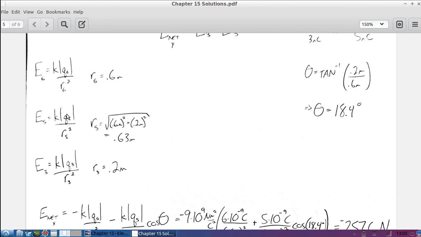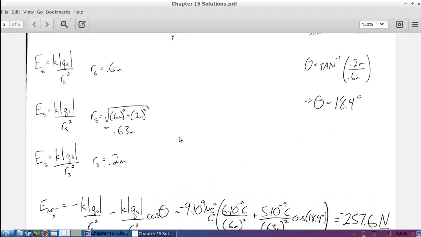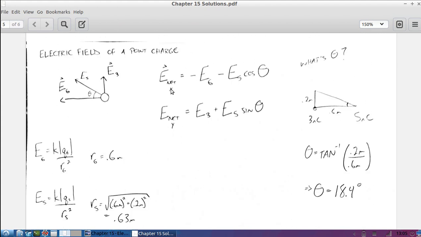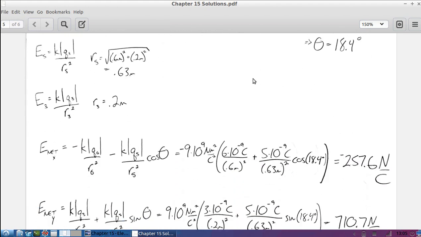So I've got my distances, I've got my charges, so I can calculate the magnitudes of these three fields. But before I do any calculations, I'm just going to substitute the expressions in and wait till the last step to plug my values in and calculate. So E net in the x direction is negative E6 minus E5 cosine theta. So negative E6 minus E5 cosine theta.